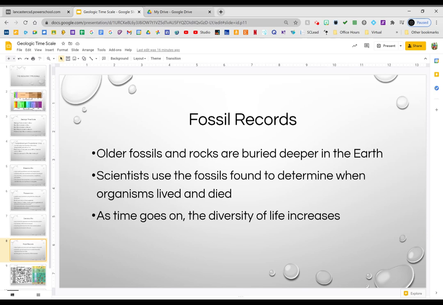So the same thing with a fossil record. The oldest fossils and rocks, the ones that have been there longer, are going to be buried deeper in the earth. They're going to be down at the bottom of our fossil record.